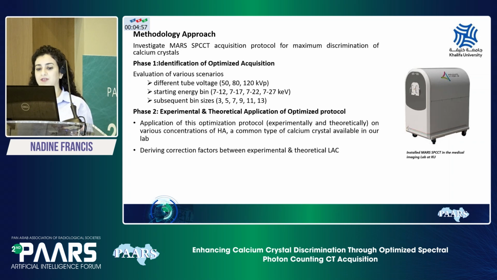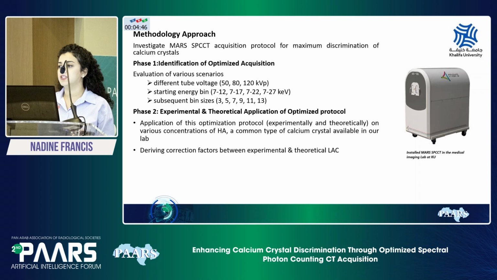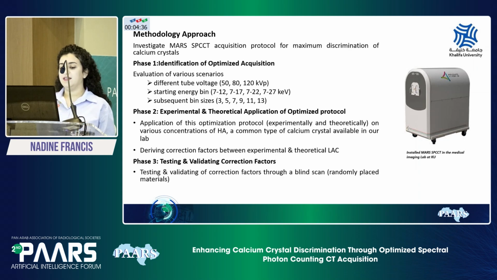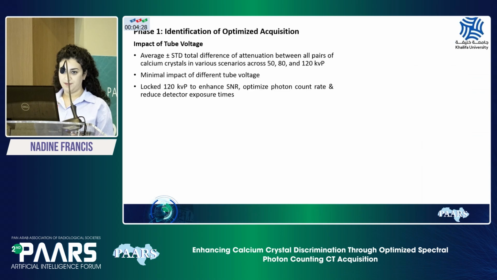And further to that, when deciding on the optimal protocol, we will apply it experimentally and theoretically on various concentrations of hydroxyapatite, which is a common type of calcium crystal, which is available in our lab. And then we will derive the correction factor between experimental and theoretical attenuation values to bridge the gap between theory and practice. And in the last phase, we validate these derived corrections through a new scan, or what we call a blind scan, consisting of randomly placed materials.